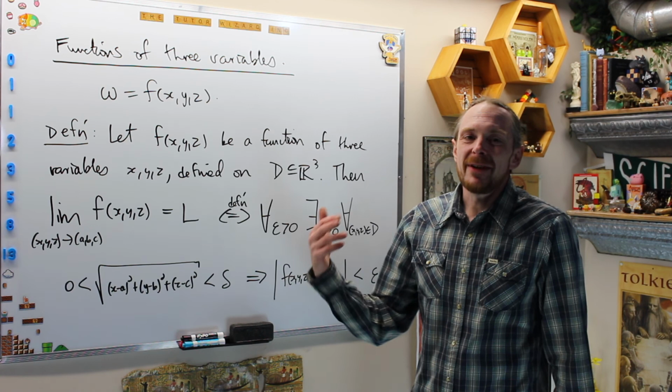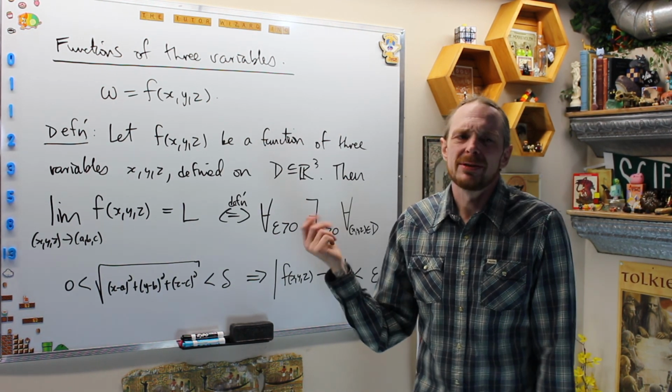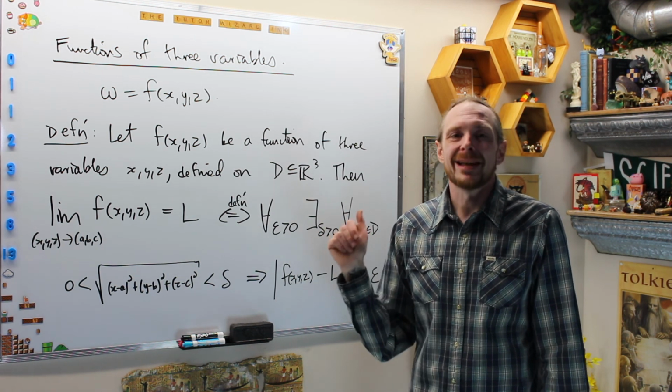All right, we'll do functions of 3 variables first, and then we'll do functions of n variables. It's not going to change. We're going to get more coordinates, same but different.